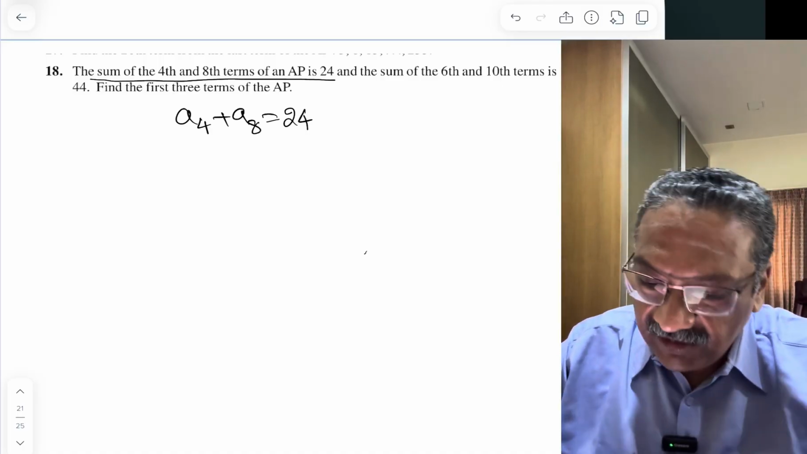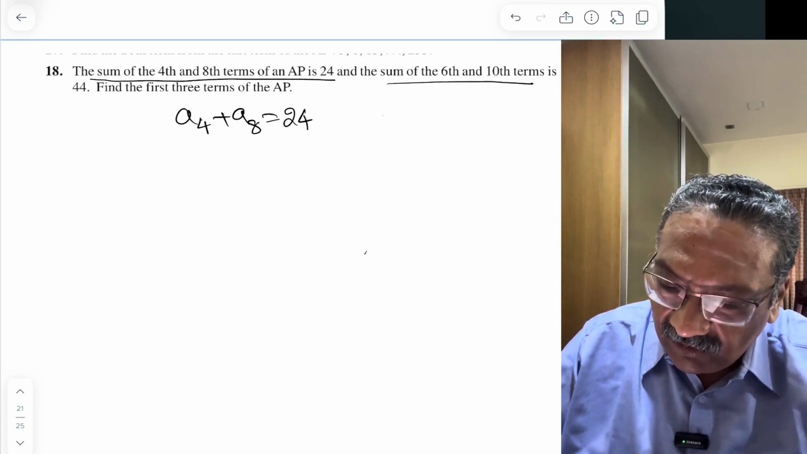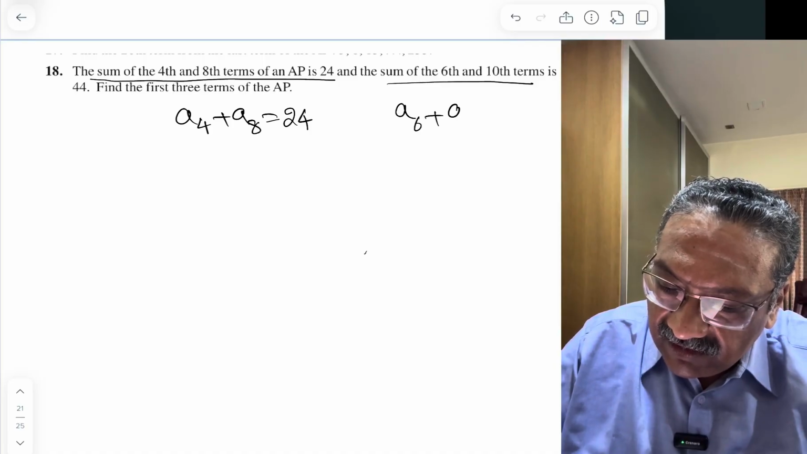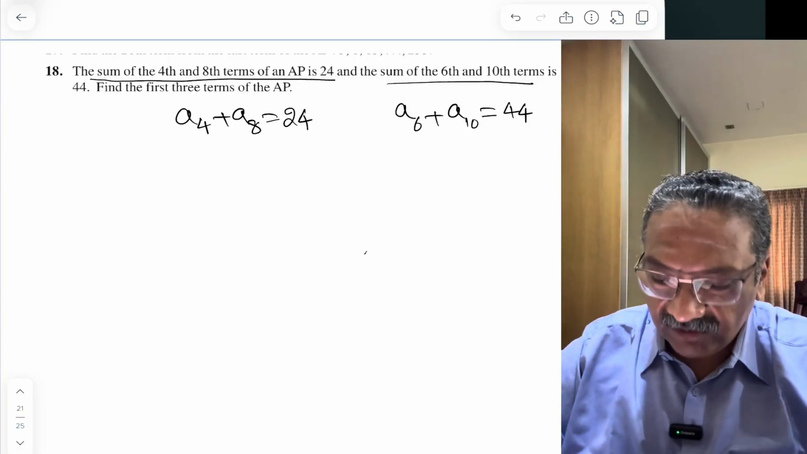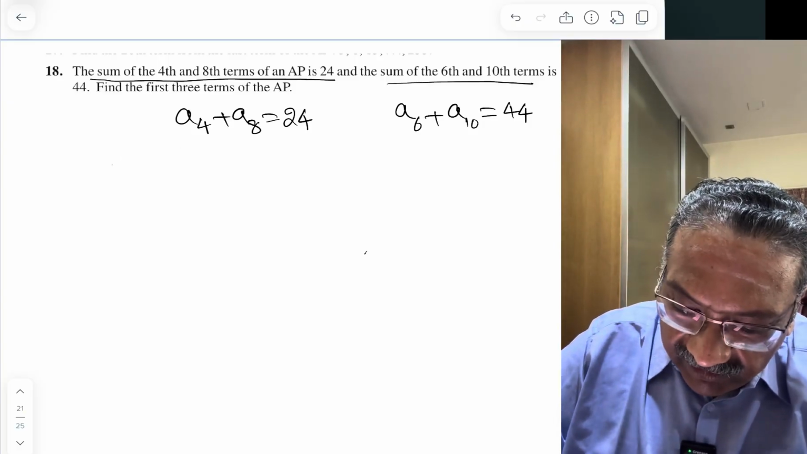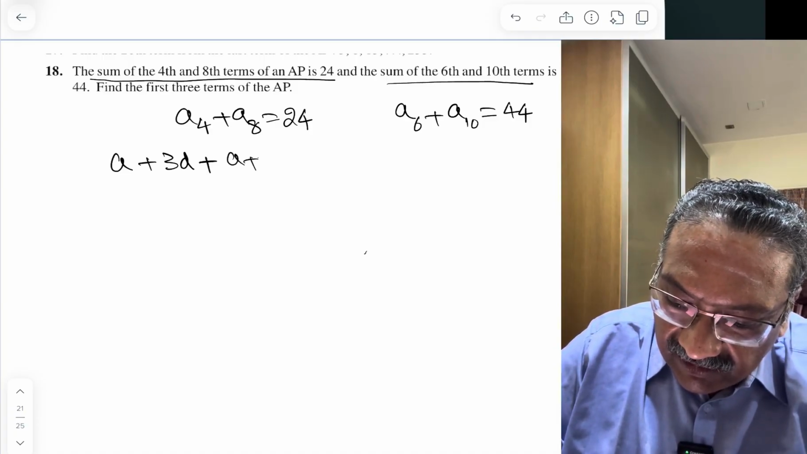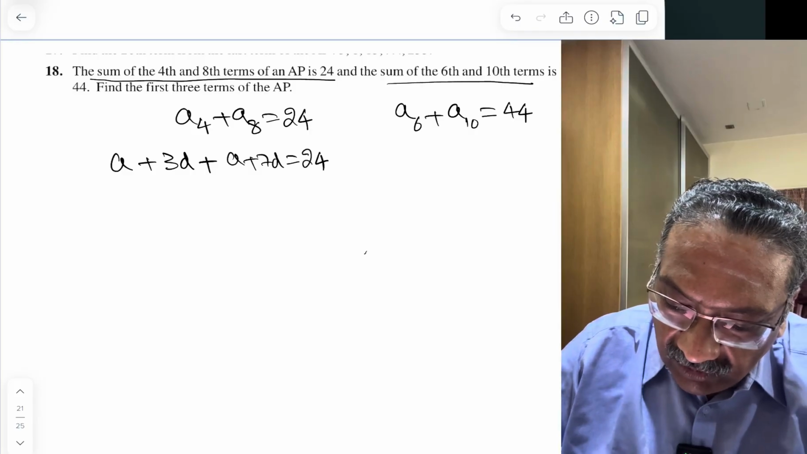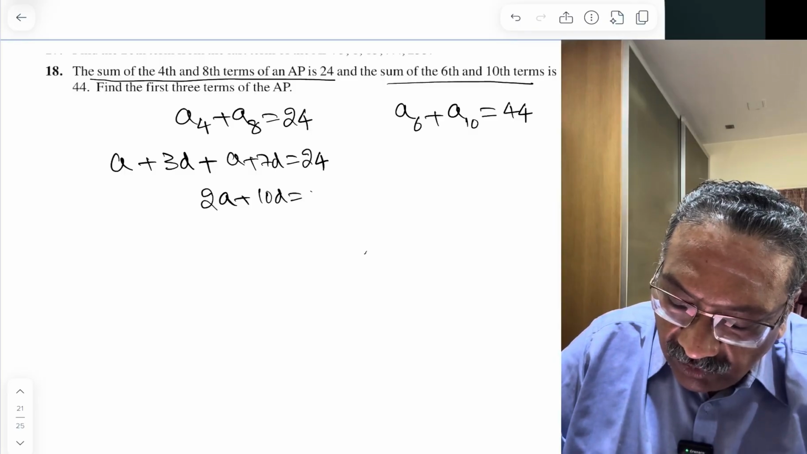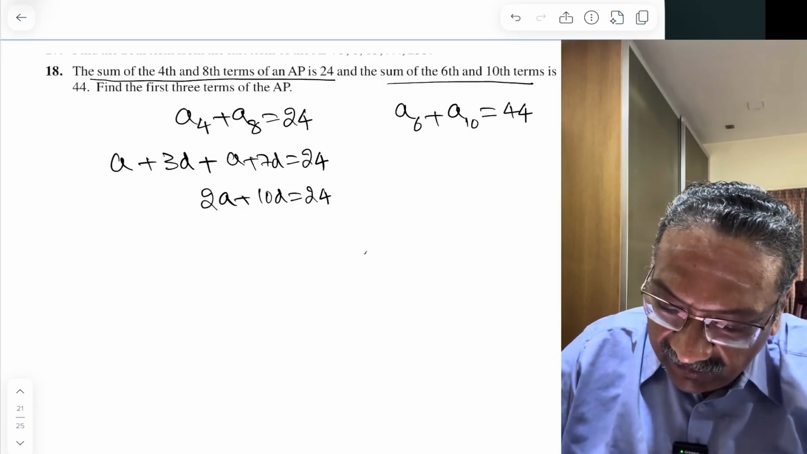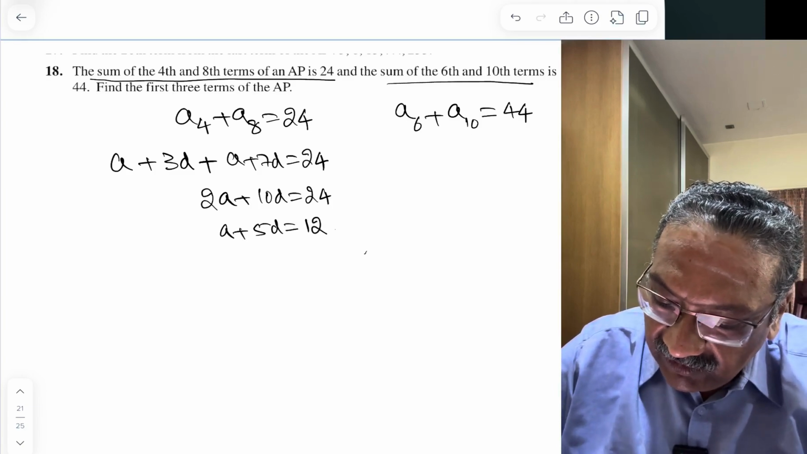What does the continuation say? And the sum of the 6th and 10th term is 44. So let us write that also. That means A6 plus A10 is equal to 44. Once you write this, more or less it is solved. So how can I write A4? A4 I will write as A plus 3D, plus A8 is A plus 7D, is equal to 24. Or I can say 2A plus 7 plus 3 is 10D is equal to 24. Okay, I will take out 2 common, so it means A plus 5D is equal to 12. So this is my first equation.